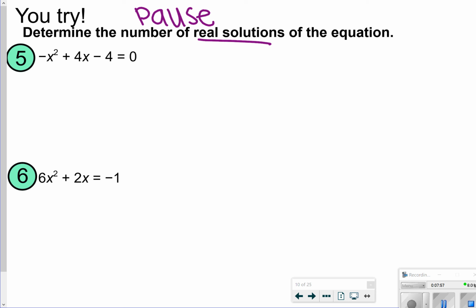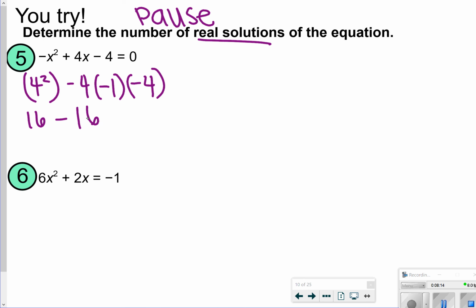Alright, so for number 5, we have b squared, which is 4 squared, minus 4 times negative 1 times negative 4. So that's 16 minus, negative 4 times negative 1 is positive 4, 4 times negative 4 is negative 16. So 16 minus 16 is equal to 0, which means we have one solution.